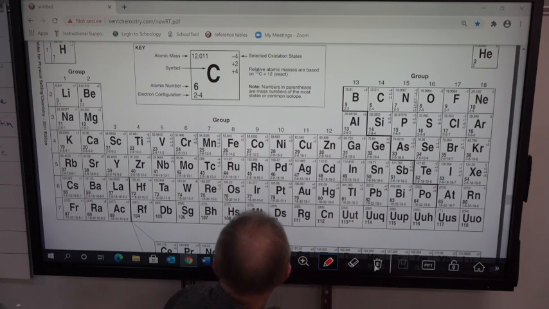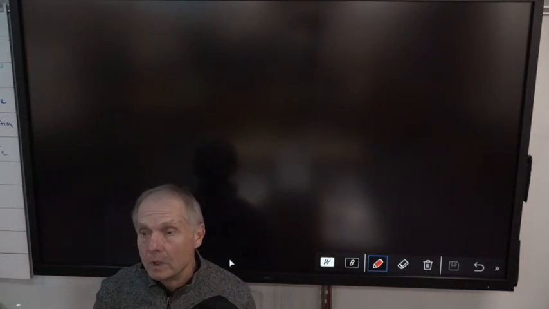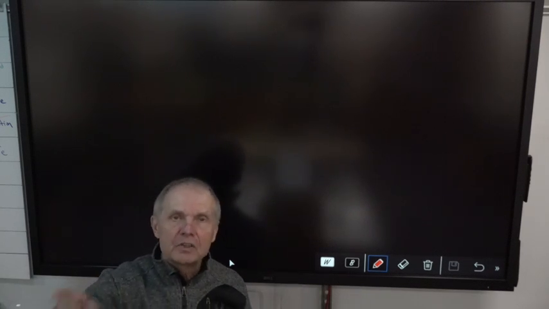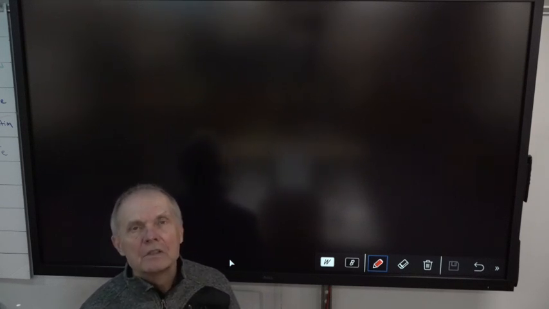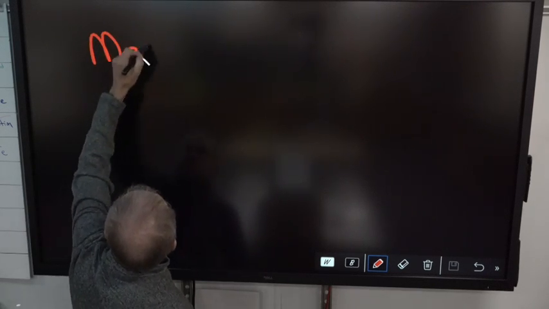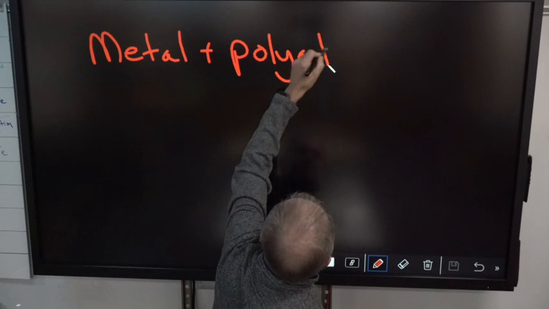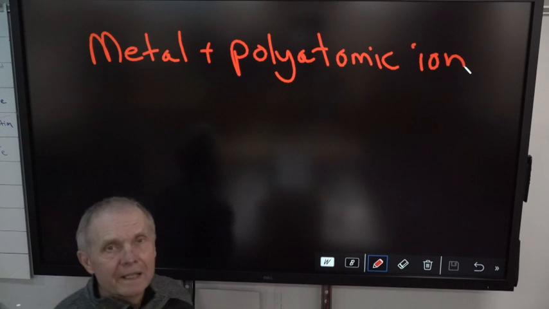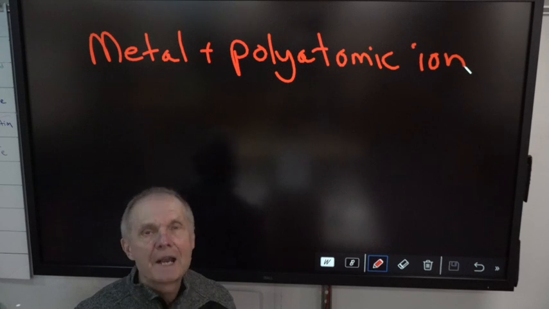So what I was saying in the first ionic compound video was there are 3 types of ionic bonds. That's just the first one: metal to nonmetal for binary compounds. The second type of ionic compound deals with a metal hooked to a polyatomic ion.